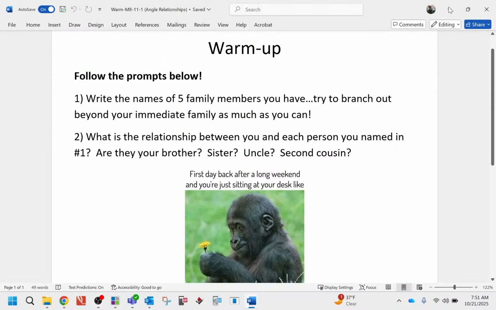All right, those of you at home, you can write the names of 5 family members you have. Try to branch out beyond your immediate family as much as you can. What's the relationship between you and each person you named? And number 1, are they your brother, your sister, your uncle, second cousin? Do you know? See what you guys can do. Come up with 5. How far out can you go?